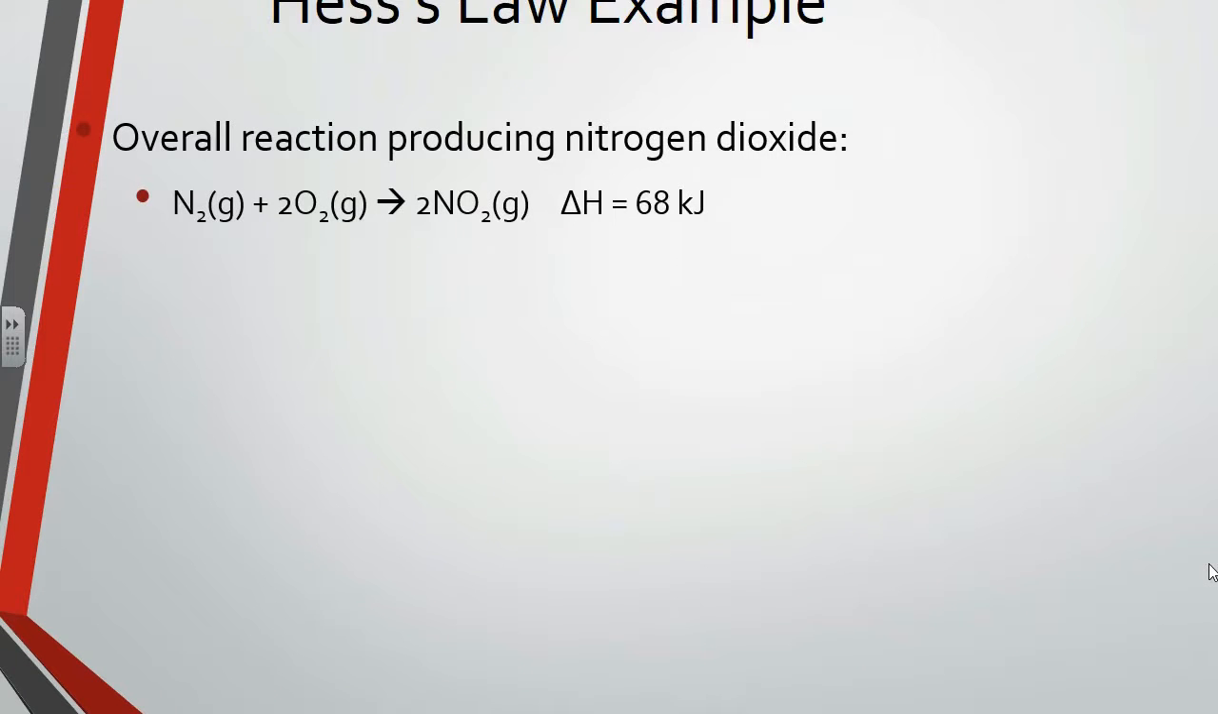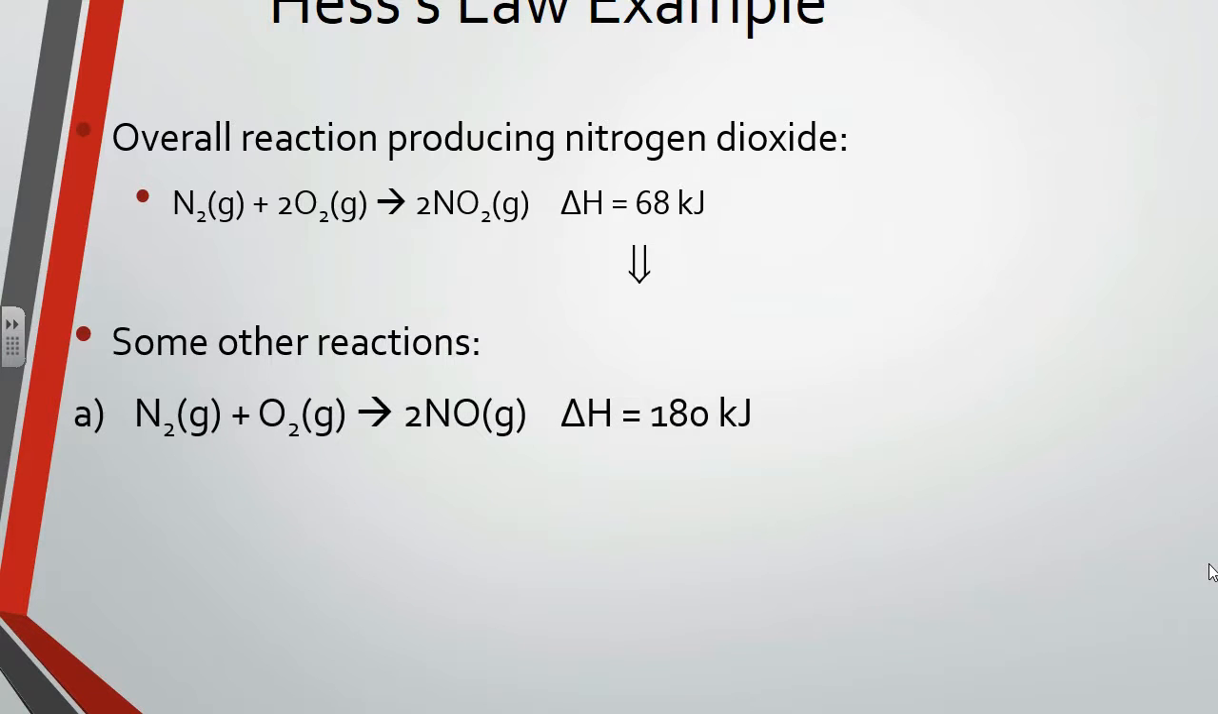Here's an example. Let's say I have a reaction where I'm producing nitrogen dioxide. Okay, now, right now, this says 68 kilojoules to produce that nitrogen dioxide. And if I look in the book, I can see that there are some other reactions. And sometimes your book will have these, sometimes it won't. We will give you these side reactions to help you, okay?